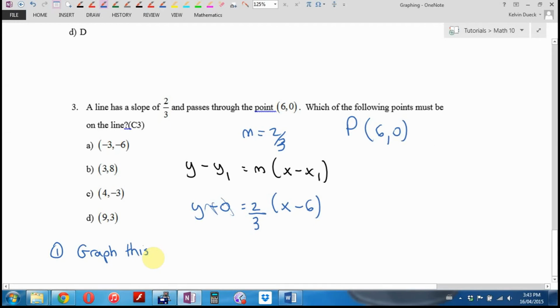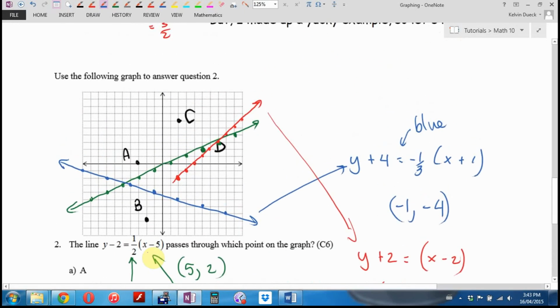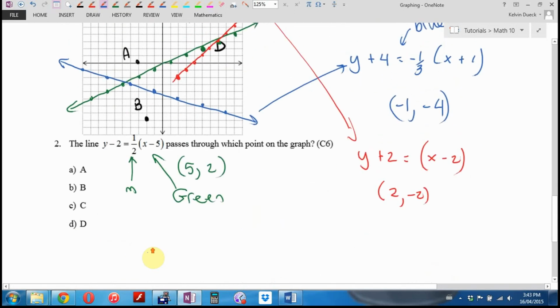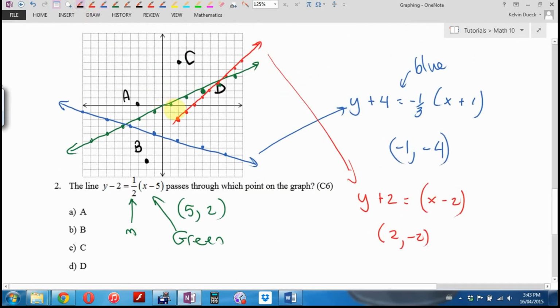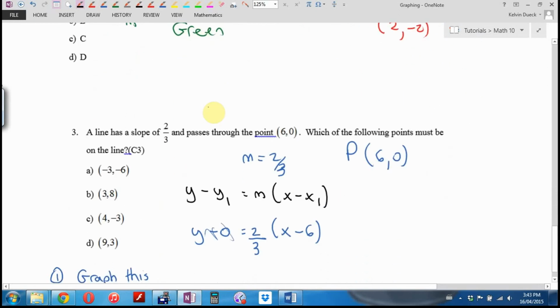So if you had some graph paper, and on the provincial you will, but probably not on your test. Although you might have, you know what? You could even scroll back to an earlier question and just use that graph paper really lightly with pencil. What did we say it was? 6, 0. So we could go 1, 2, 3, 4, 5, 6. And then we could say slope.